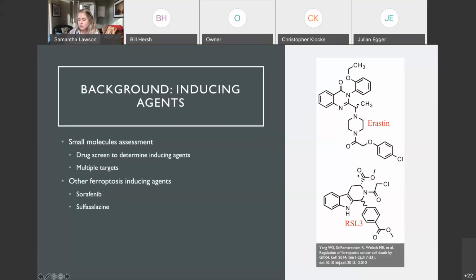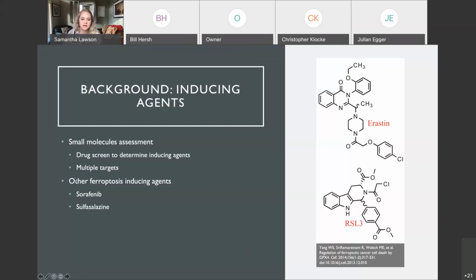Erastin is a class 1 ferroptosis-inducing agent, meaning that it inhibits that cystine-glutamate antiporter. Cysteine cannot come into the cell, cannot go through that interaction, and then use glutathione to combine with lipid peroxides. RSL3 is a class 2 ferroptosis-inducing agent. This inhibits the GPX4 system to induce the cell into ferroptosis.